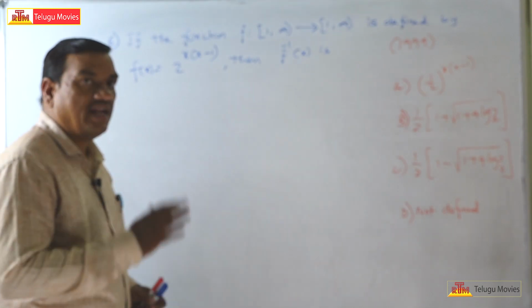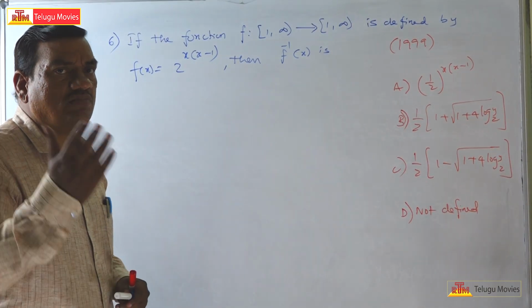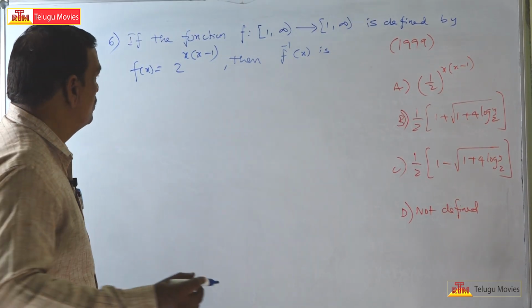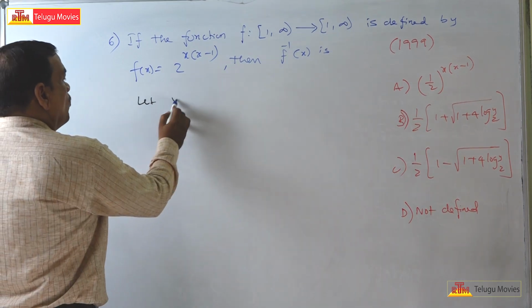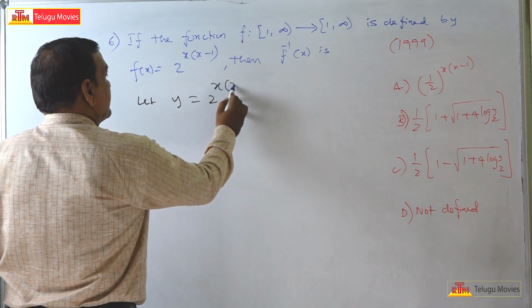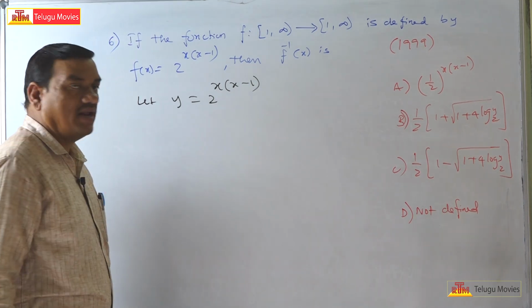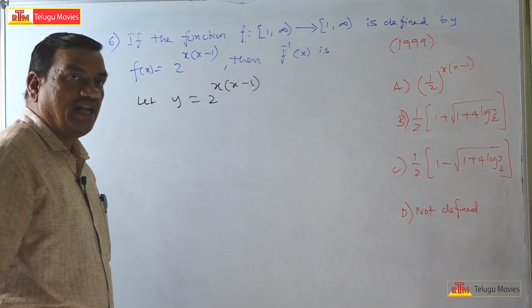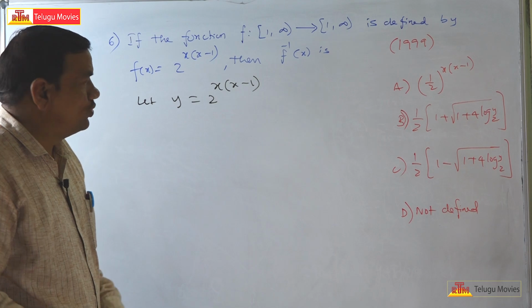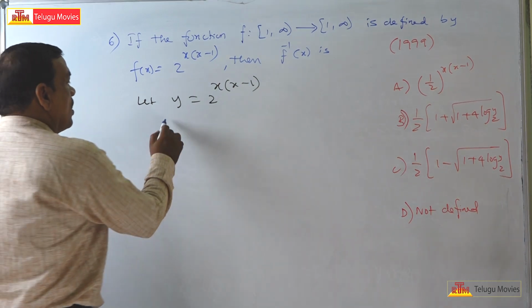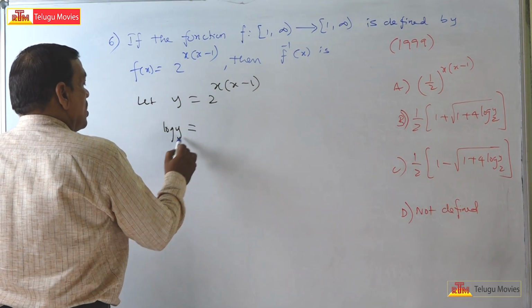So directly we will start with the bijection. Bijection means you know the onto procedure. Let y = 2^(x(x − 1)). It is an exponential function, so to make it into a general function, I apply logarithms on both sides: log y to the base 2.